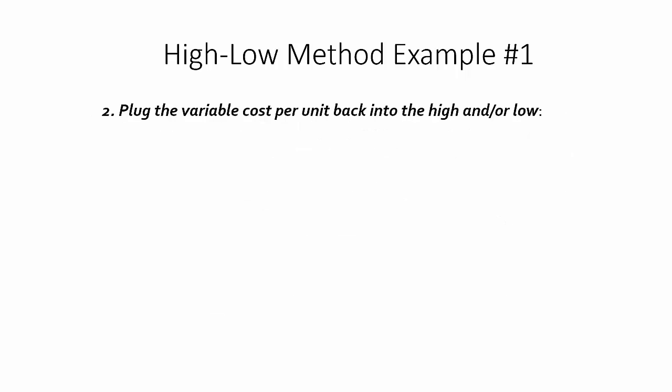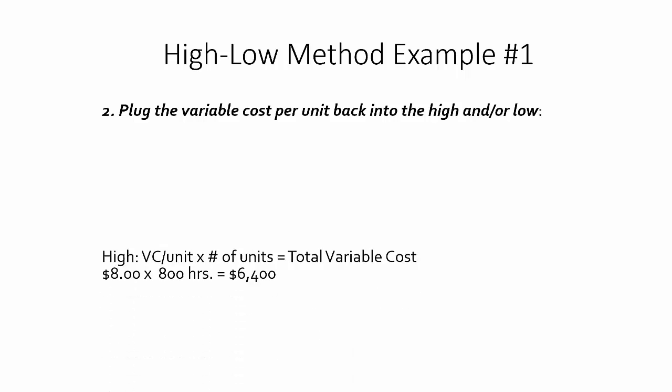The next thing we want to do is to use the variable cost per unit to find our total variable cost at the high and the low. Then we can find our fixed cost by subtracting. You don't have to do this at both the high and the low, but if you do, you should get the same answer, which tells you that you probably did it correctly.